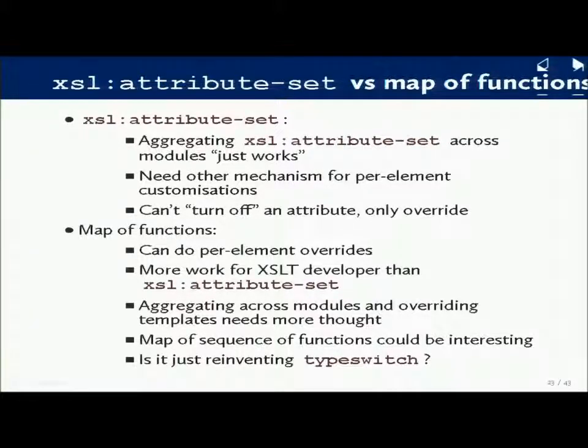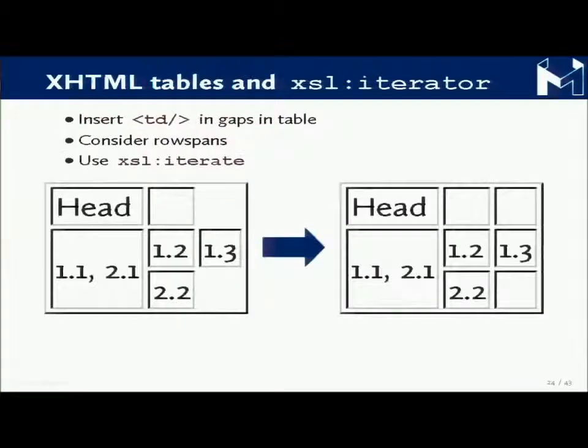But writing and maintaining this map of functions is potentially more work. And the way I've done it so far, the import precedence is getting in the way of the conceptual purity of building up this map of functions. You could postulate that you could reduce all of your table processing into functions that call functions that call functions, but then in the end, that just starts to resemble the type switch in XQuery.